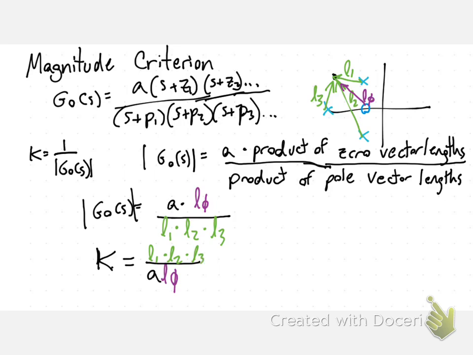So if you're having a hard time getting MATLAB to work, you can find if a point is on the root locus, and you can find your K value even without using MATLAB. So that is our angle and magnitude criterion quickly summed up.